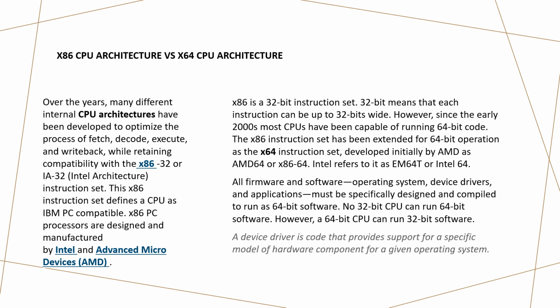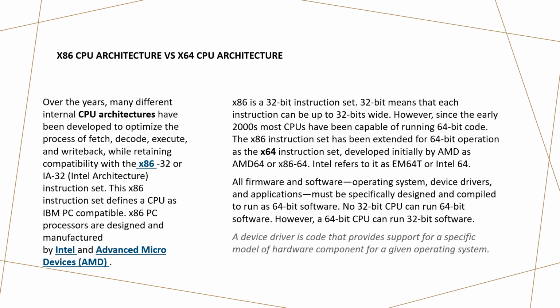Over the years, many different CPU architectures have been developed to optimize the process of fetch, decode, execute, and write back, while retaining compatibility with the x86-32 or IA-32 instruction set. This x86 instruction set defines the CPU as IBM PC compatible. x86 PC processors are designed and manufactured by Intel and AMD. The x86 is a 32-bit instruction set.